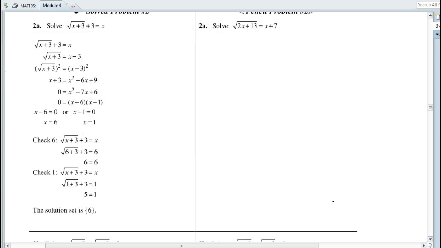Okay, now we have what are called radical equations. So basically, whenever you have a radical equation, you want to isolate one of the radicals and square both sides. But whenever you square an equation, it's possible to introduce extra solutions. So you're going to need to make sure to actually check your answers.